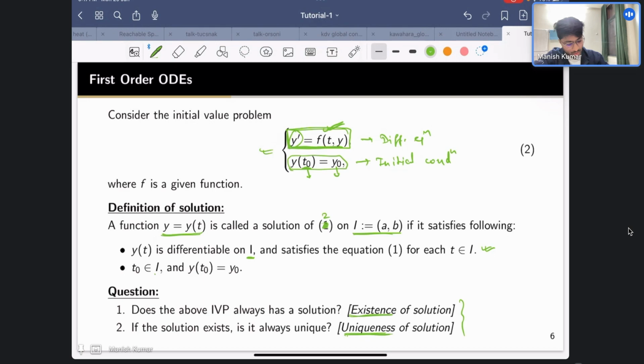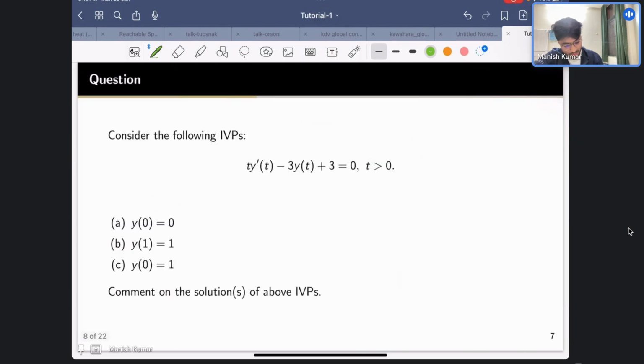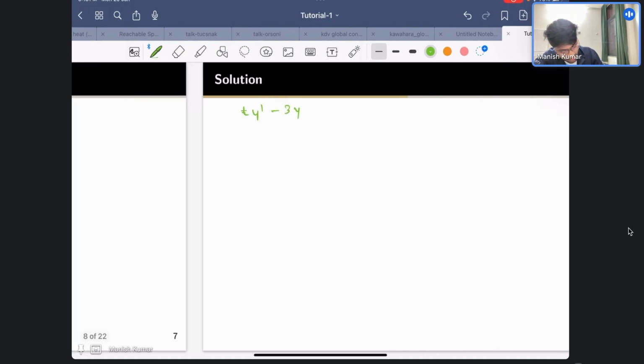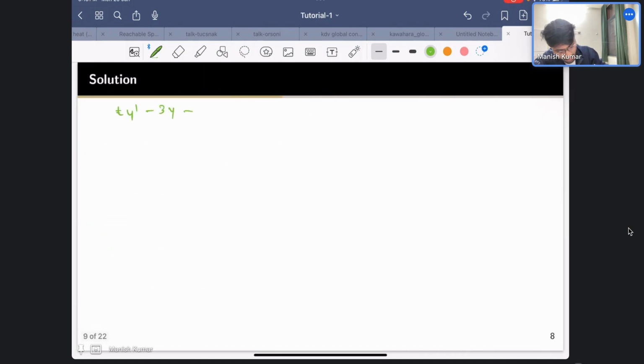Before going to that, let us see this particular example with these initial data conditions. These are three initial value problems that we'll be considering. Let us see what this equation is. The equation is t y prime minus 3y plus 3 equals 0, where we are considering t to be greater than 0.